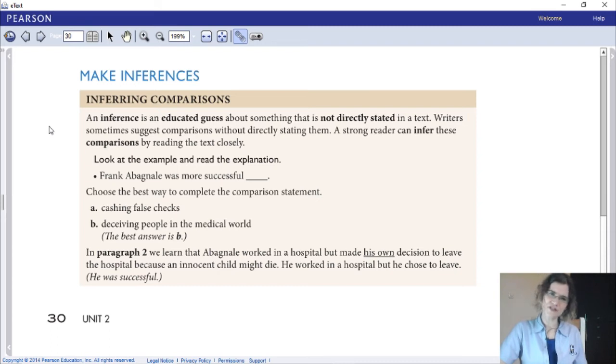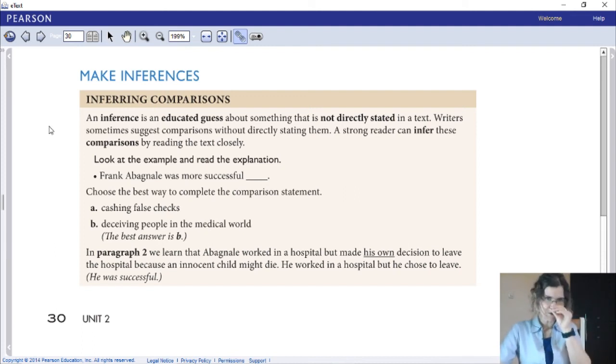Writers sometimes suggest comparisons without directly stating them. A reader can infer these comparisons by reading the text closely. Look at the example and read the explanation. Frank Abagnale was more successful. Choose the best way to complete the comparison statement. Frank Abagnale was more successful cashing false checks or deceiving people in the medical world. Now the best answer is B.